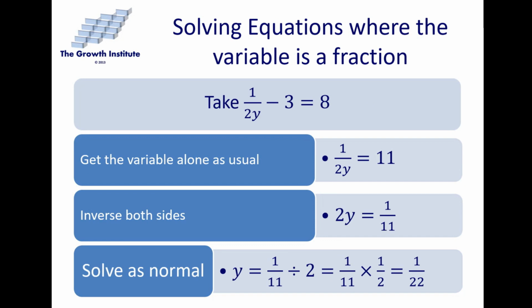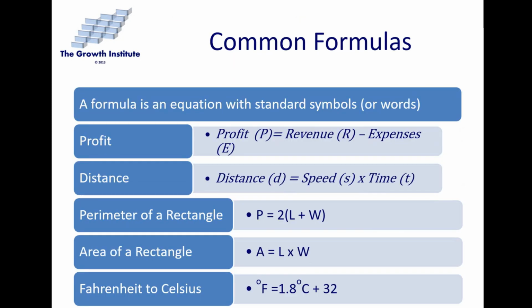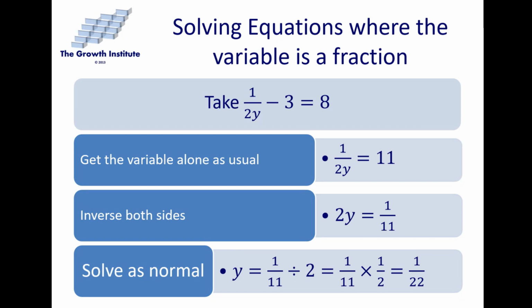Okay, it does get a little bit more tricky if we have to solve an equation where the variable is a fraction, especially if the variable is in the denominator of the fraction. Okay, so here we have 1 over 2y minus 3 equals 8. So how do we do that? Well, we start by getting the variable alone as usual. So we're simply moving the minus 3 across the equation. 3 plus 8 gives us 11. Okay, so 1 over 2y is 11. What we then do is we invert both sides.